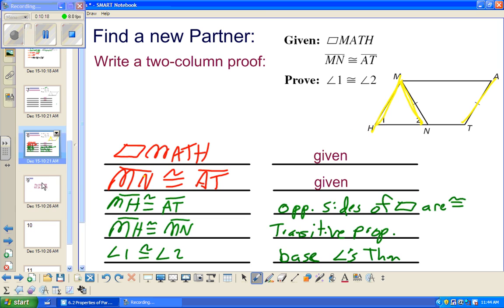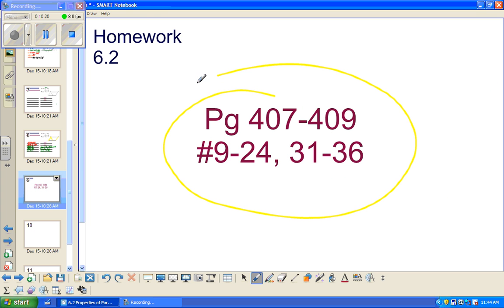That's it. Take the rest of the time to work on your assignment. It's shown on the board here. This is page 407 through 409, numbers 9 through 24, 31 through 36. Try to get done as much as you can in class, and we'll take questions on that when you come back from break. I hope you enjoy the break, and take some time with family.